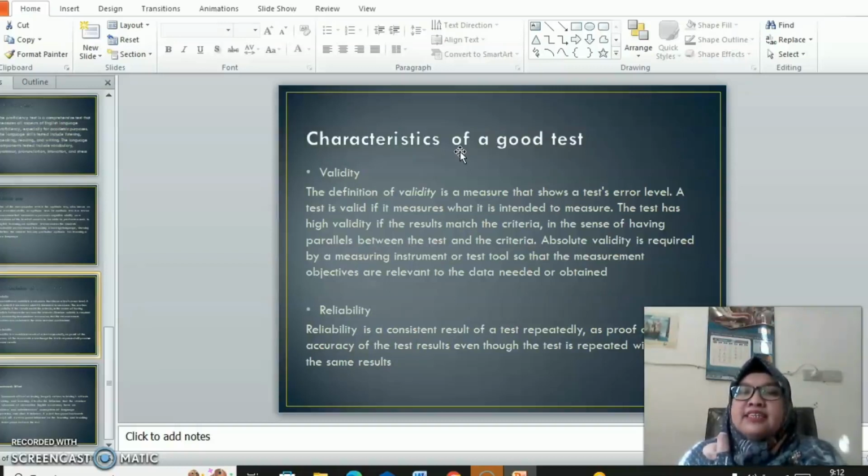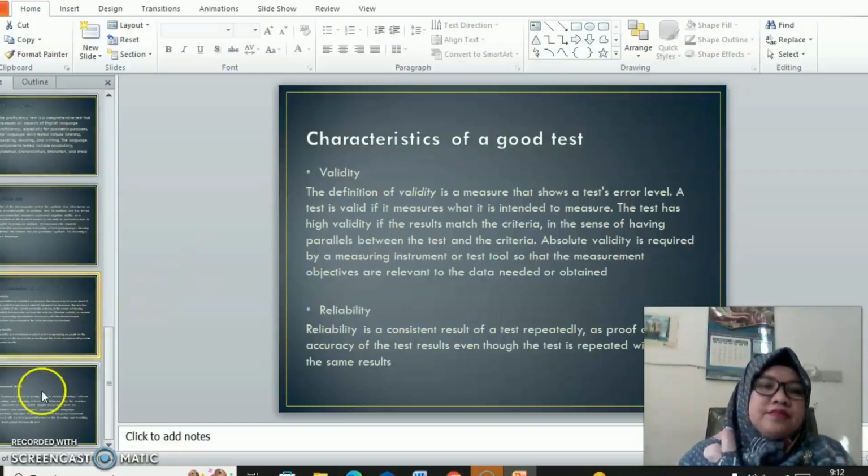The second characteristic of a good test is reliability. What is reliability? Reliability is a consistent result of a test repeatedly as proof of the accuracy of the test results, even though the test is repeated, will produce the same results.